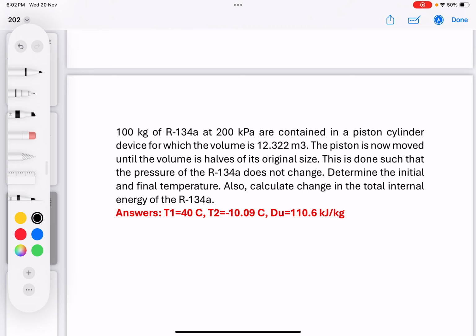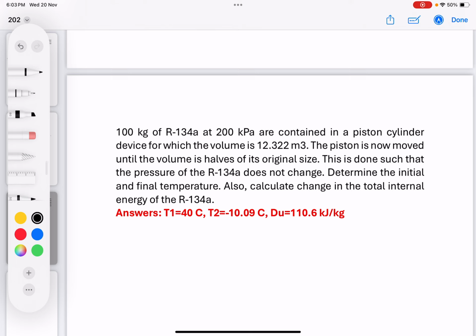100 kilograms of R134a at 200 kilopascal are contained in a piston-cylinder device for which the volume is 12.322 cubic meters. The piston is now moved until the volume is half of its original size. This is done such that the pressure of the R134a does not change. Determine the initial and final temperatures. Also calculate the change in the total internal energy of the refrigerant 134a.